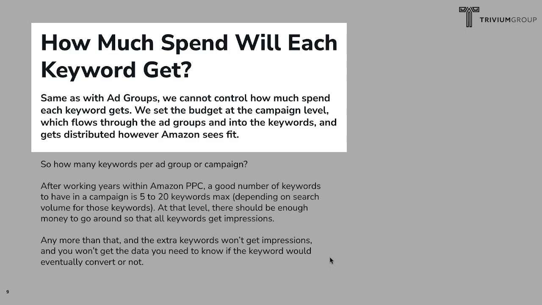So how much spend will each keyword get? Same as with the ad groups, we can't control how much spend each one of the keywords gets. We set the budget at the campaign level, and again, that flows to the ad group that's there, and it flows into the keywords. Amazon's going to spend that however they see fit.